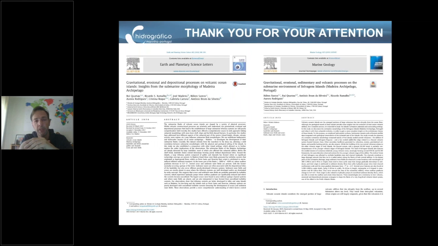I've posted here also two papers that I published very recently. One is about this work that I've shown, on the left side, and on the right side is a paper about the Selvagens Islands, which are also part of the Madeira Archipelago, but much further south, very near the Canary Islands, and which shows exactly the same type of morphology and the same type of processes that are driving the submarine morphology.